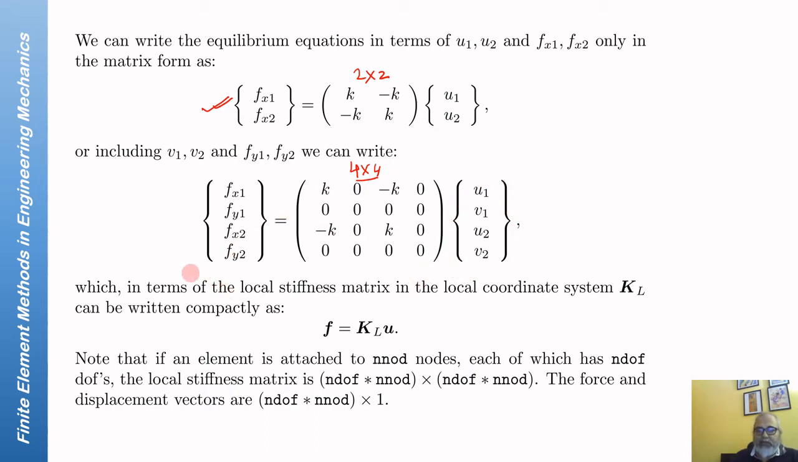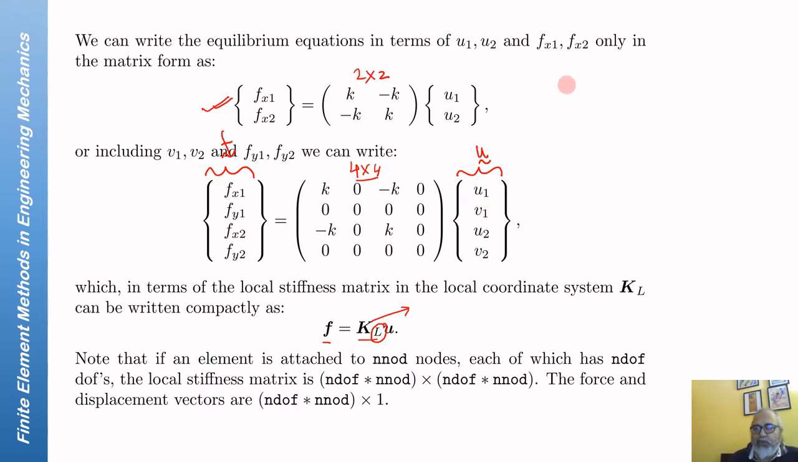And then we will write it compactly in matrix notation as F equal to K_L times U. U is the vector containing all the degrees of freedom in the local coordinate system. F is the vector containing all the forces in the local coordinate system, and that's why we have the subscript L, because this is the element stiffness matrix in the local coordinate system.